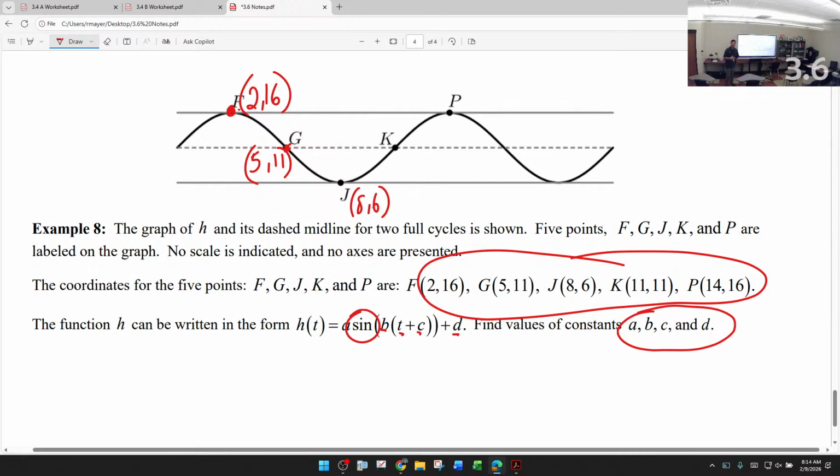So I need A. I don't care if it's a sine or a cosine. That doesn't matter. So you're finding this midline, which is that dashed line, and the dashed line to the max. The dashed line is 11. The max is 16. So A is 5.